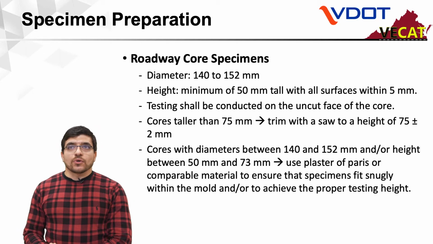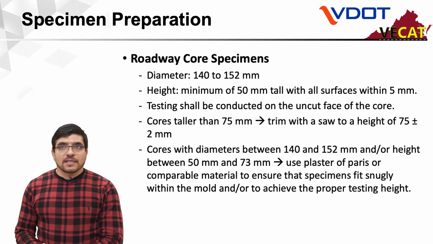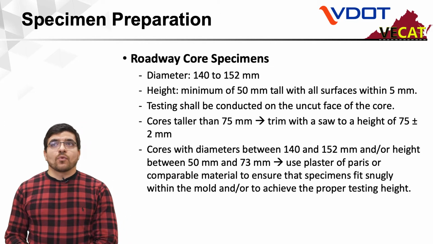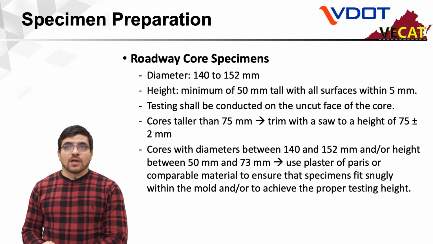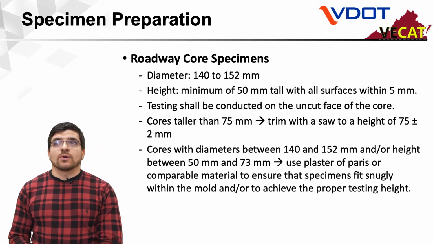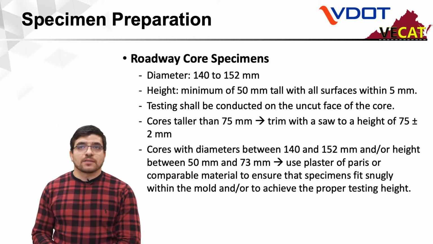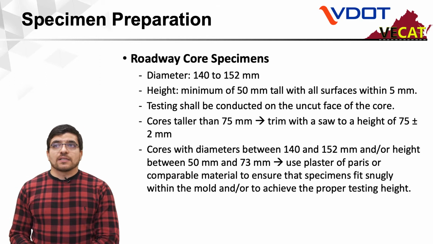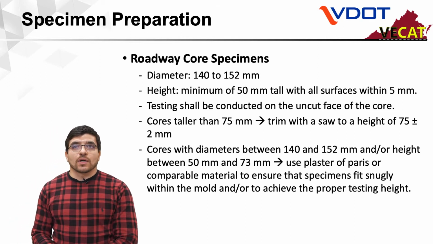For the roadway core specimens, the recommended diameter is somewhere between 140 and 152 millimeter. For height, we need a minimum of 50 millimeter tall cores with all surfaces within 5 millimeter. The testing shall be conducted on the uncut face of the core.